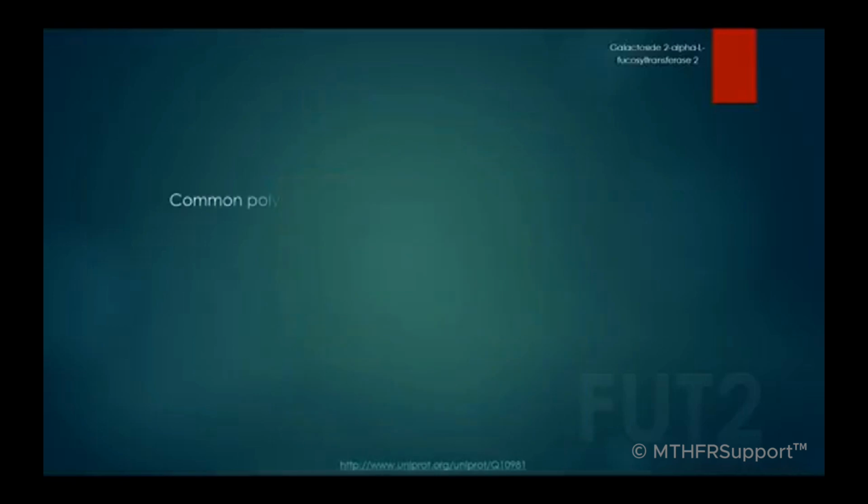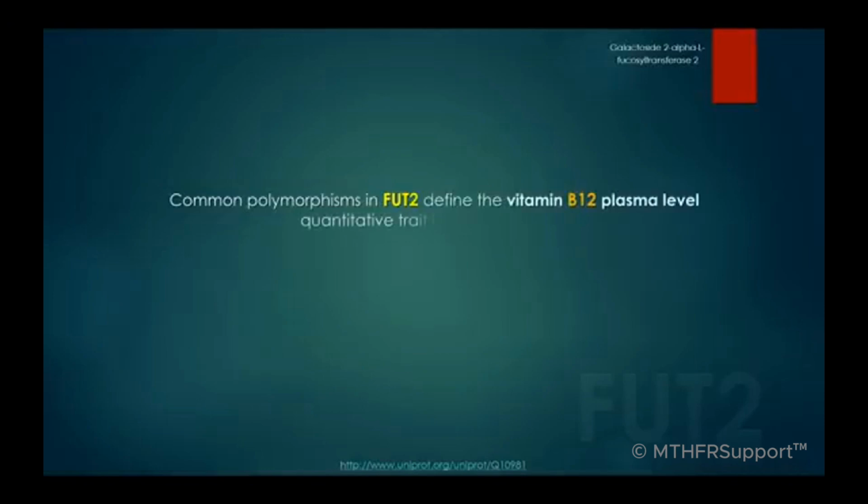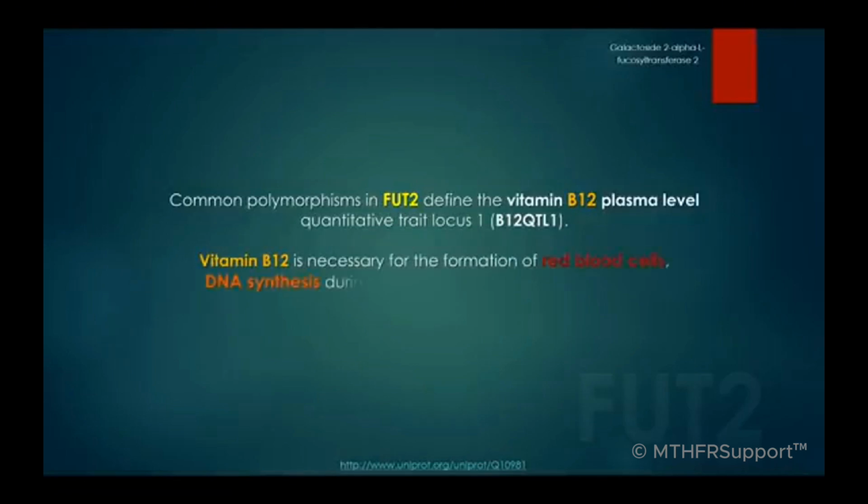Common polymorphisms in FUT2 define the vitamin B12 plasma level quantitative trait locus 1, B12QTL1. Vitamin B12 is necessary for the formation of red blood cells, DNA synthesis during cell division, and maintenance of the myelin nerve sheath, among many other functions.